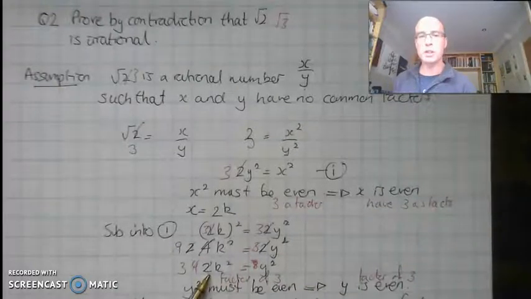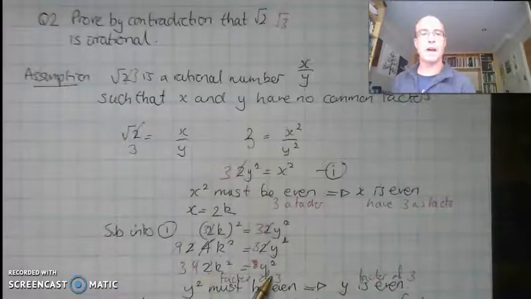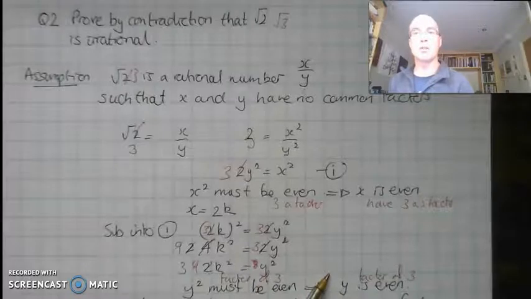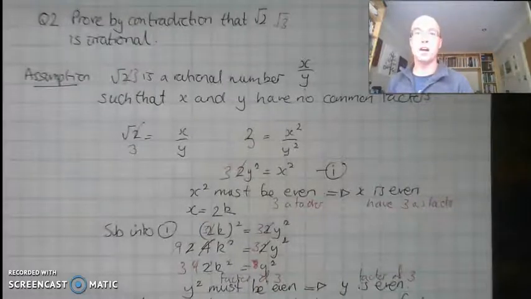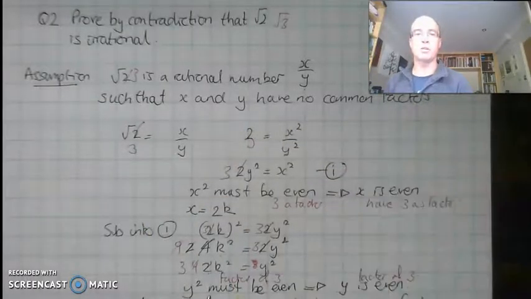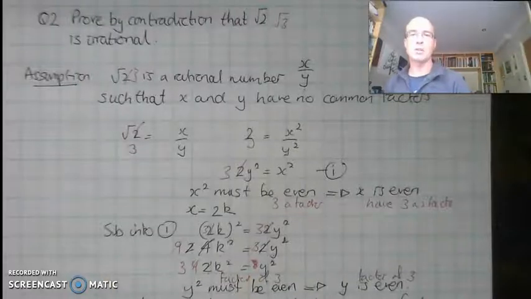But you go through the same steps, you end up then proving that y squared has a factor of 3, therefore y's got a factor of 3, and then we've got this common factor of 3, which is our contradiction, because we've stated there are no common factors. We've got a common factor of 3 for both x and y, got our contradiction, and then we can state our conclusion.